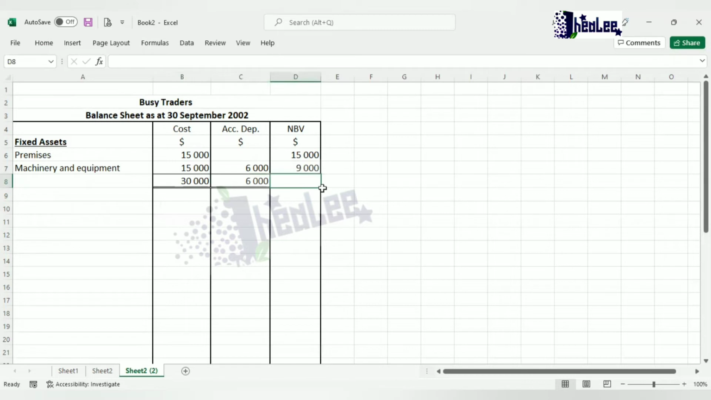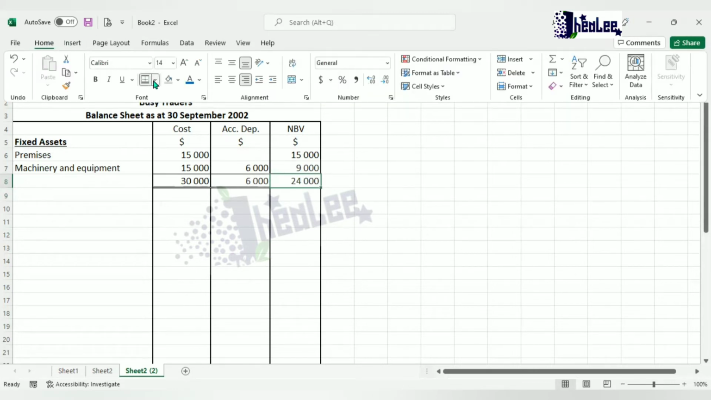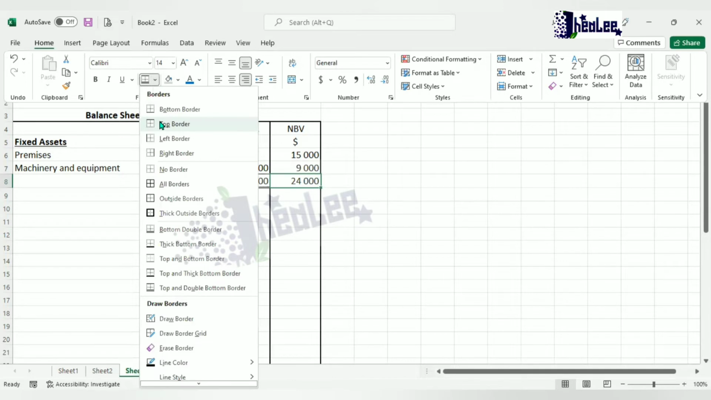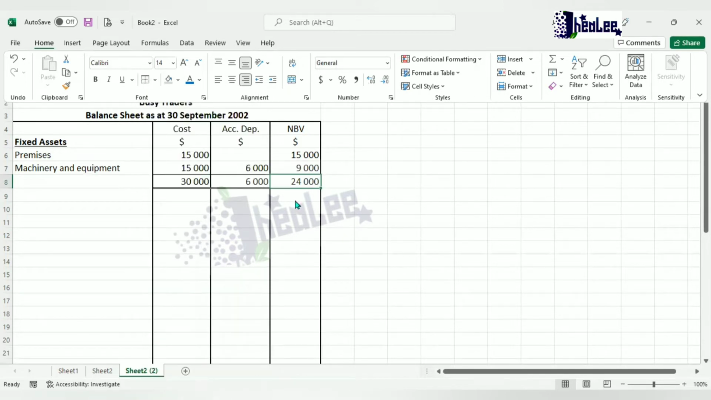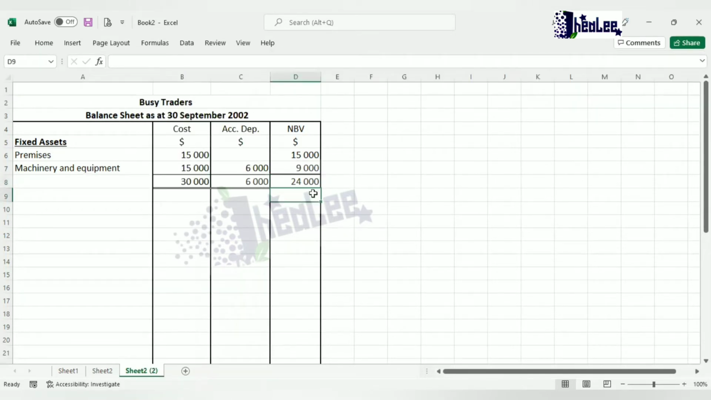For the net book value, which is the current value of the fixed assets, we're going to total, and that is 15,000 plus 9,000 gives us $24,000. And this is what we are going to continue with because guess what? That is the value of fixed asset that we now have in the business because there was depreciation. So the current value now is $24,000 for the fixed asset.